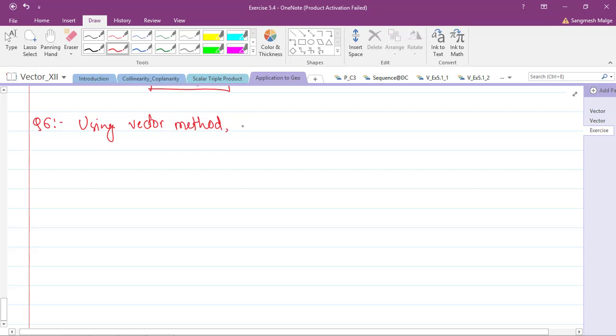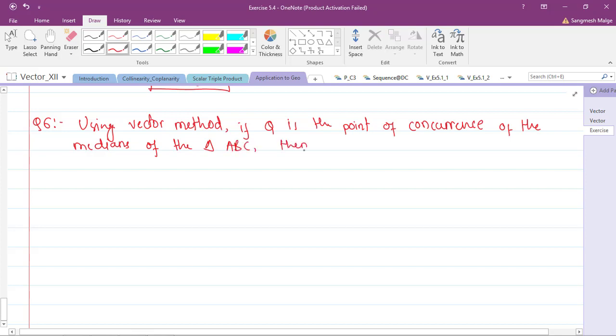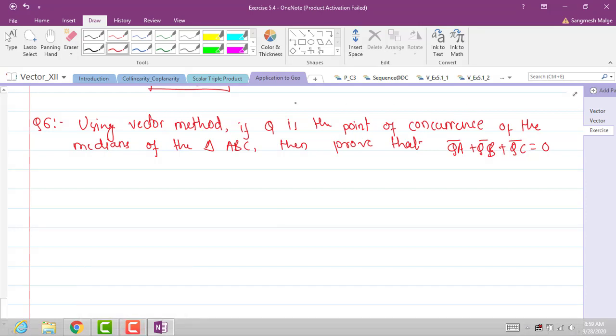If Q is the point of concurrence of the medians of the triangle ABC, then prove that QA bar plus QB bar plus QC bar is equals to 0. Okay, so if Q is the point of concurrence of the medians बोला है.